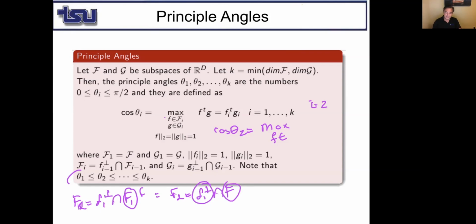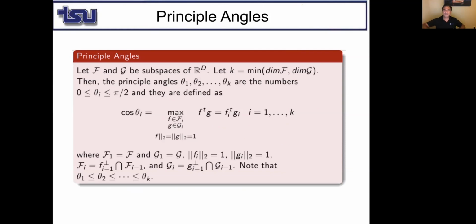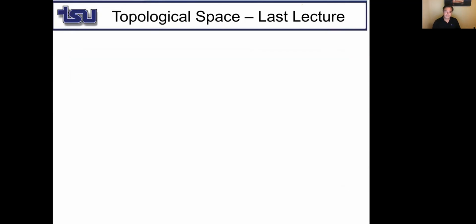So it seems confusing, but it's not. What you need to know is that when you have multiple subspaces, you have multiple angles that you can define. The number of angles that you can define is based on the dimension of the subspaces. Okay. I hope this was clear.